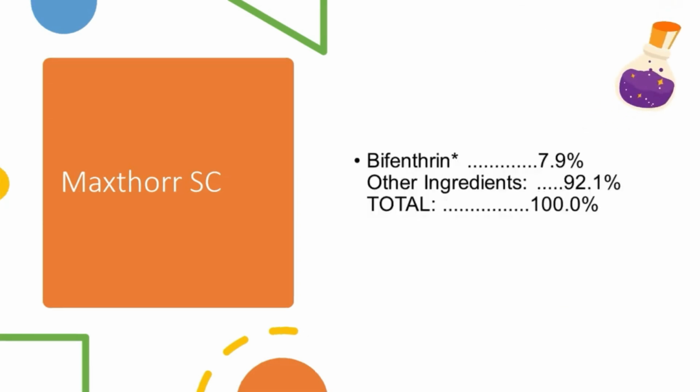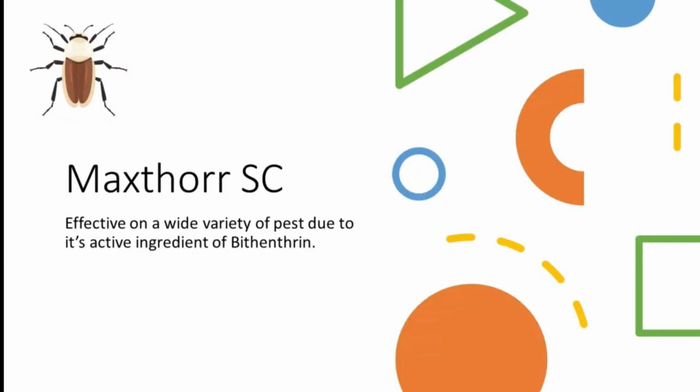The active ingredient in Maxthor SC is bifenthrin 7.9%, other ingredients are 92.1%, and total ingredients are 100%. Maxthor SC is effective on a wide variety of pests due to its active ingredient of bifenthrin.